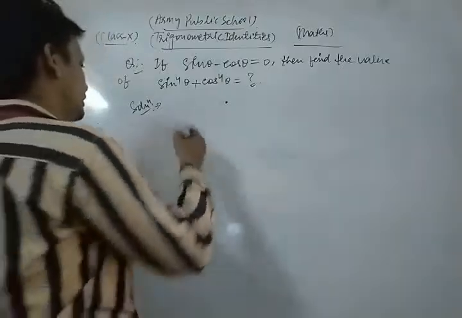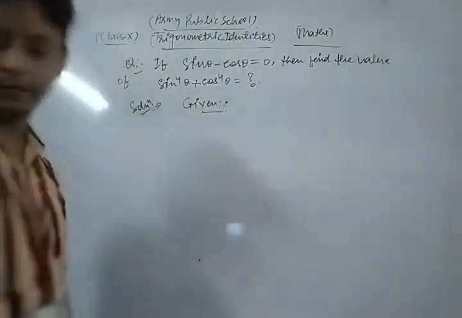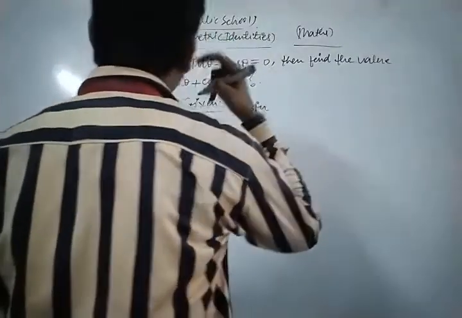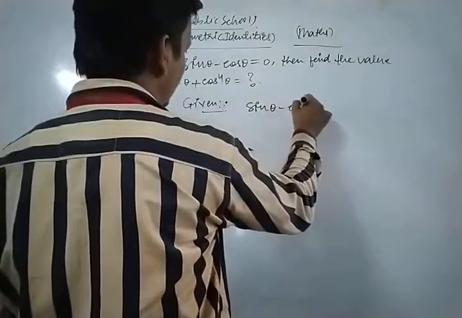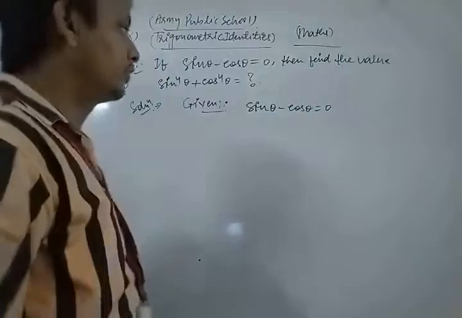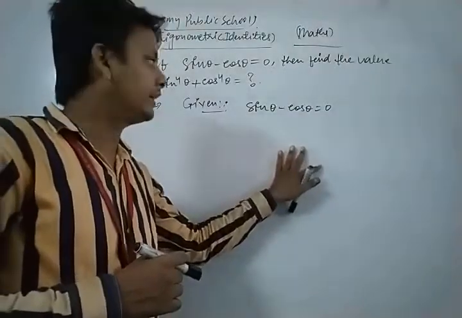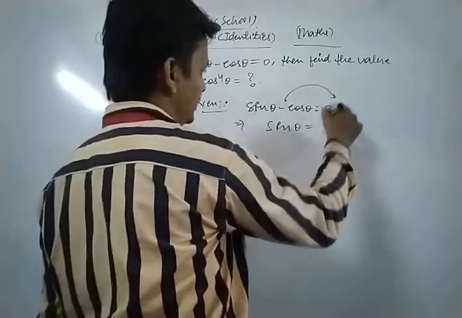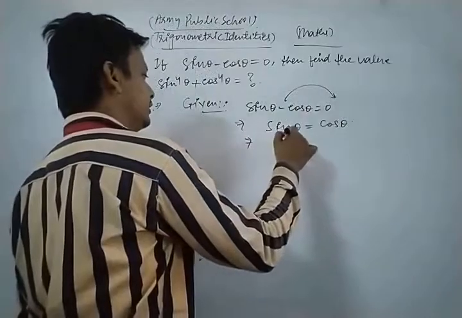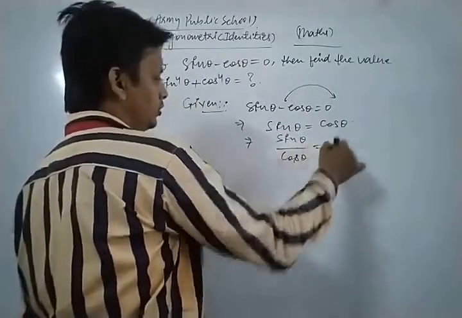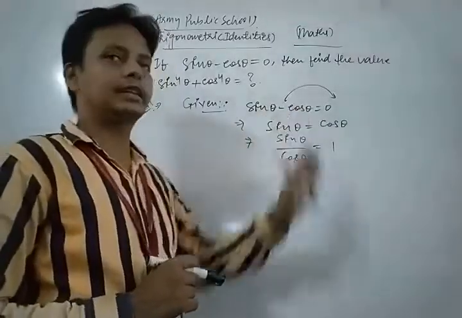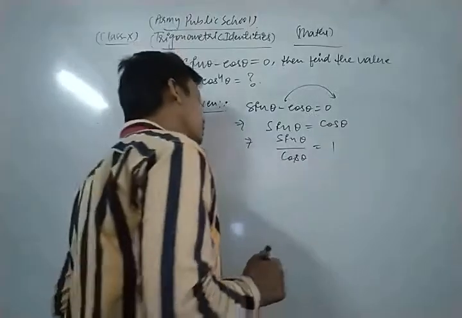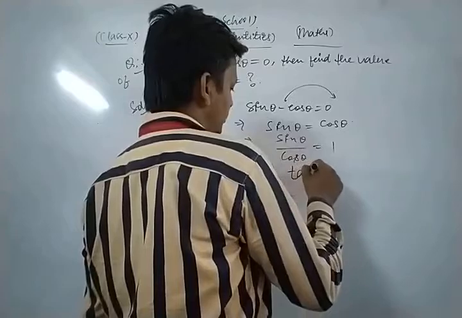Now look, first of all we write the given relation: sin theta minus cos theta is equal to 0. First of all we simplify that relation, and from there we find the value of angle theta. So we can write sin theta is equal to cos theta. Transferring, we divide by cos theta, so sin theta upon cos theta is equal to 1. Now sin theta upon cos theta is tan theta, so tan theta is equal to 1.